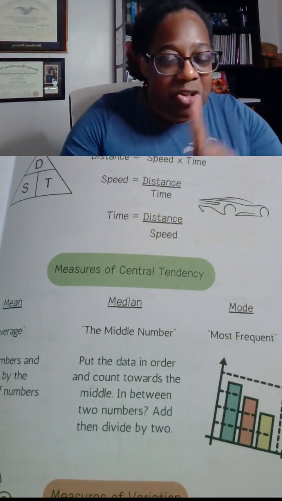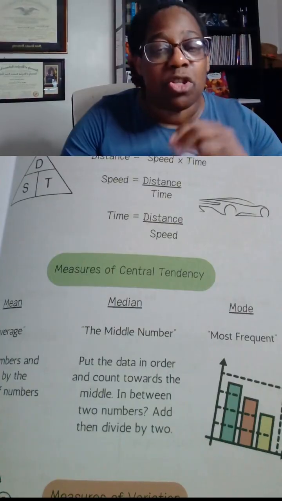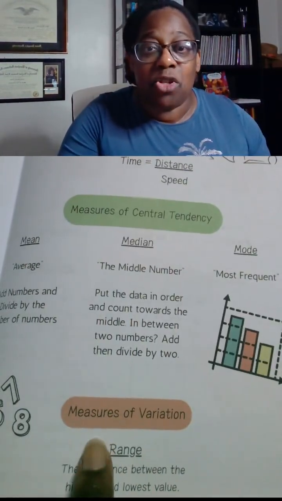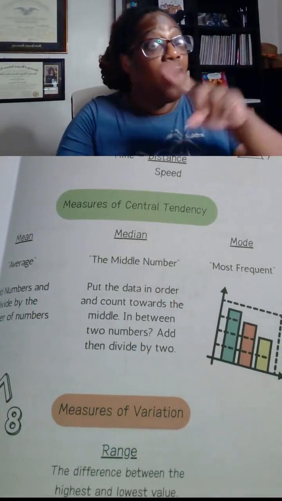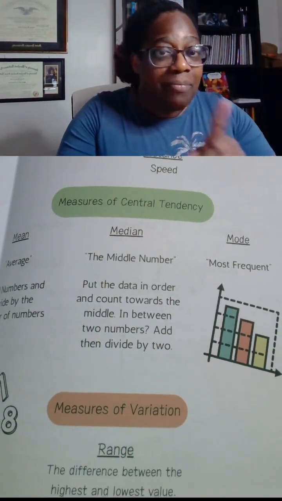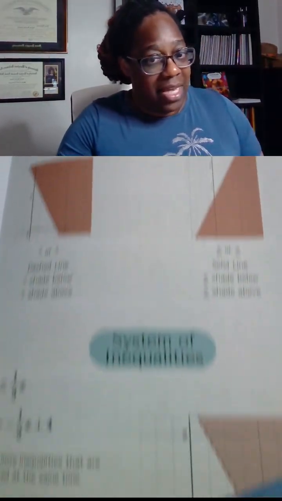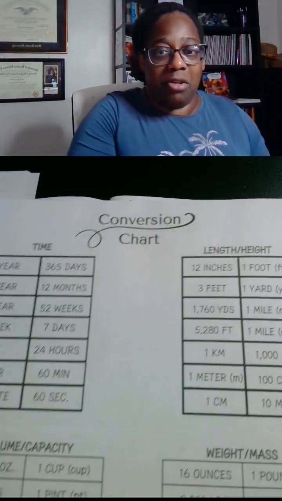Now, the measures of central tendency are mean, median, mode. That's it. What about range? That's not the measure of central tendency. That's the measure of variation. So I don't know who started this whole thing about putting range involved into it. No, that's not the measure of central tendency. Just the triple M's. Okay, that's all. Or measures of variation, sorry. Then we have systems of equations, systems of inequalities, how they overlap. Just give you some examples of that. A little bit of Pythagorean theorem, but then also the conversion chart.